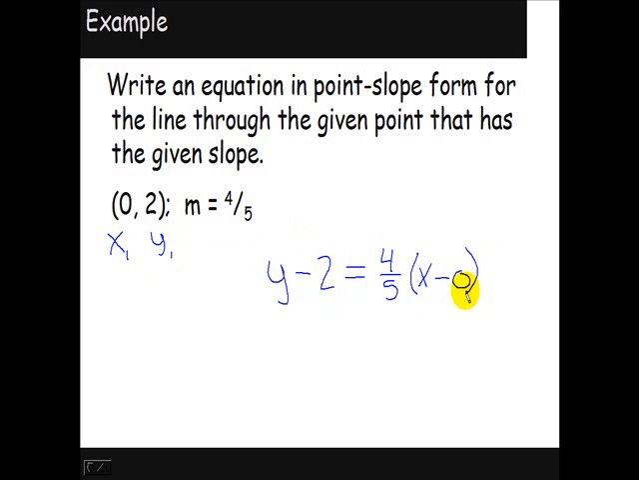Now I probably wouldn't leave my answer like this. I would go ahead and simplify the x minus 0 and end with y minus 2 is equal to 4/5 x. But that might be confusing for some people because it's hard to see the point slope form. It's hard to see the other point, the x coordinate. So we'll take either one of these in my class.